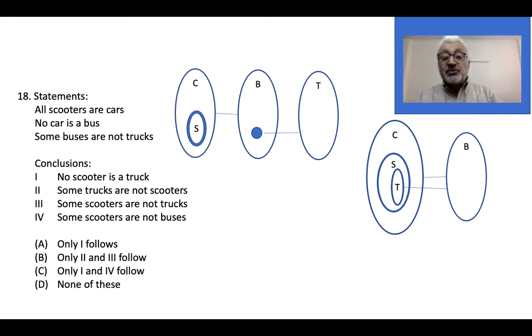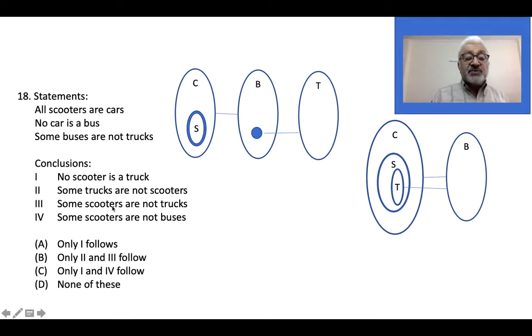So it says no scooter is a truck. Is it true that no scooter is a truck here? Is it true here? Yes. But is it true here? No. Therefore, the first is not true. Okay. The second says some trucks are not scooters. Some trucks are not scooters. In fact, all the trucks are inside scooters. There's no truck that is not a scooter. So this also cannot be confirmed here. Here it may be confirmed.